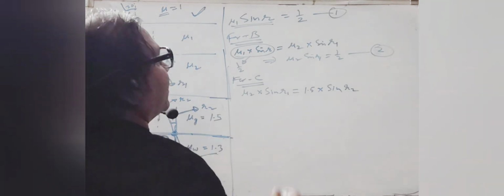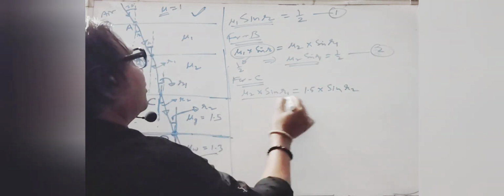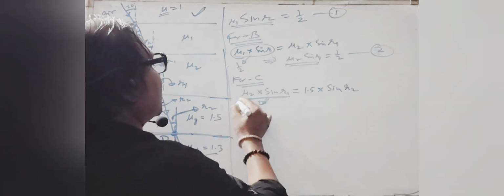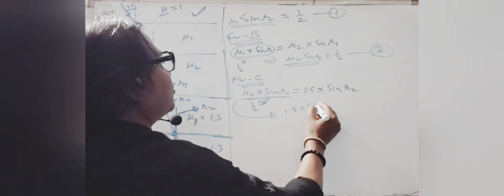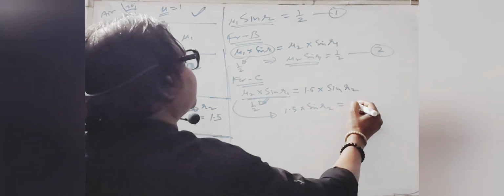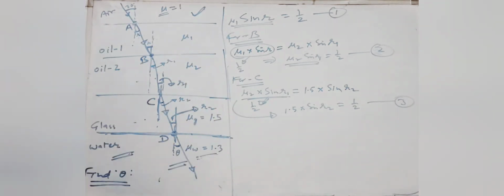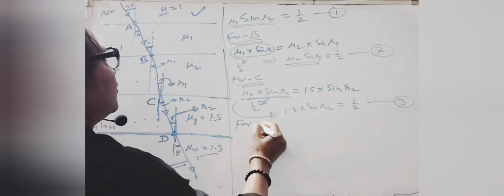So again, here you see mu2 into sine R1 is 1 by 2. So what can you write? 1.5 into sine R2 is 1 by 2. Again, for point C, okay, for point C, it is like this for D.